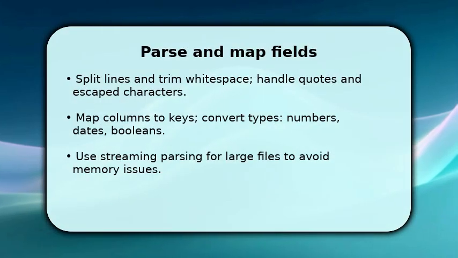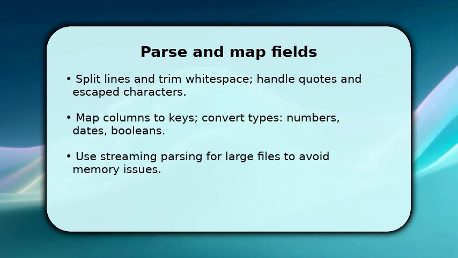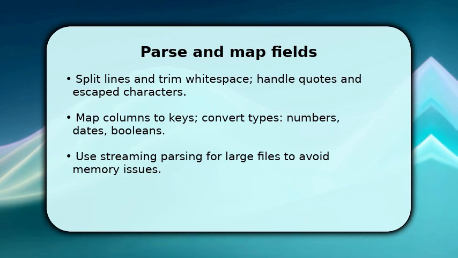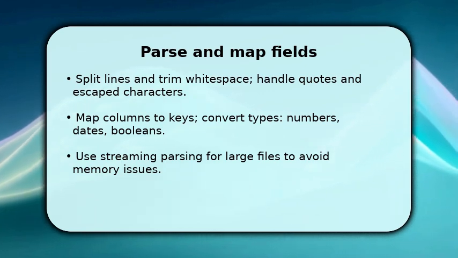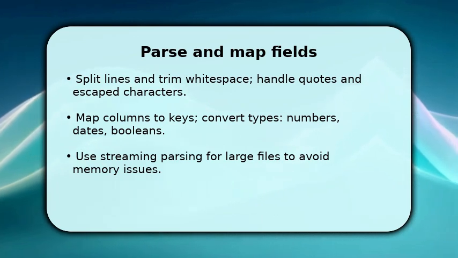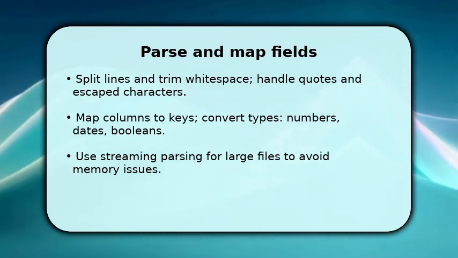You now parse the file line by line. Split on the chosen delimiter and trim whitespace, and make sure to handle quoted fields and escape delimiters. Map each column to a JSON key, choosing descriptive names, and convert types where appropriate, integers, floats, ISO dates, booleans, so consumers can use data immediately.